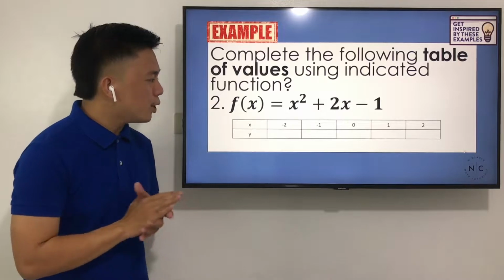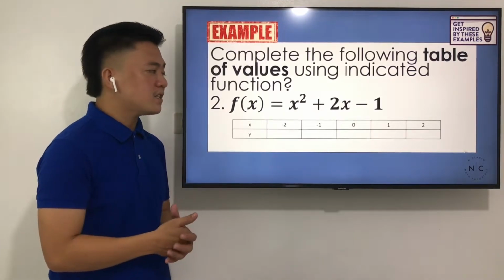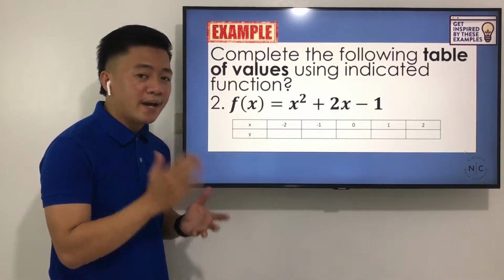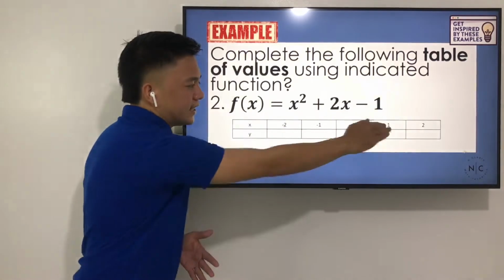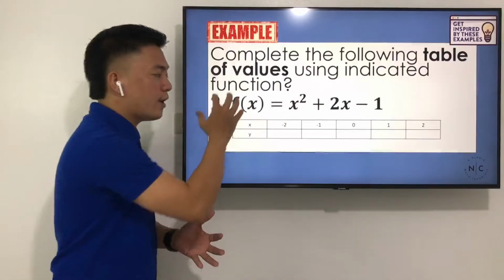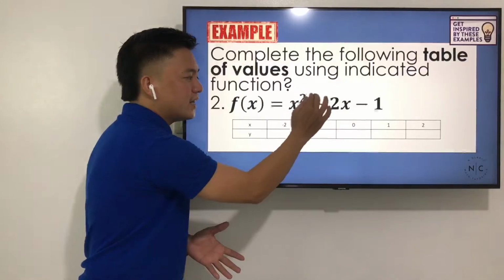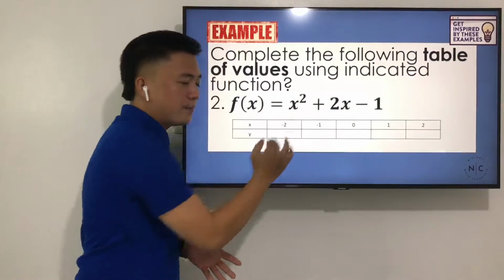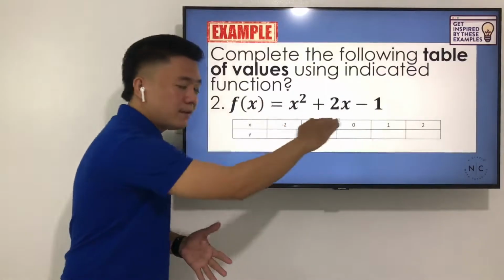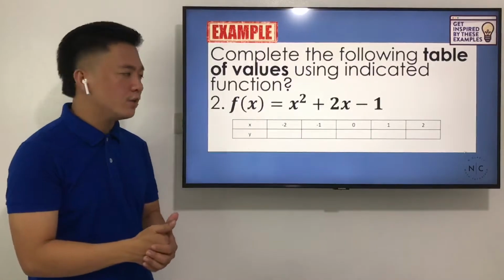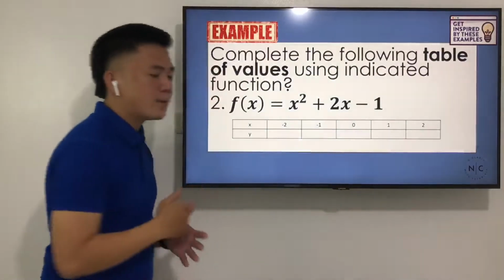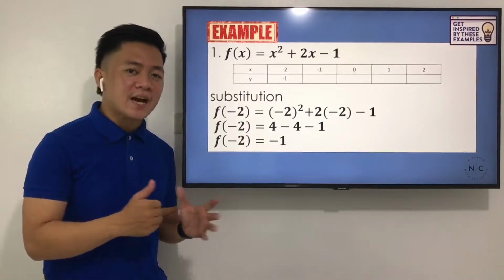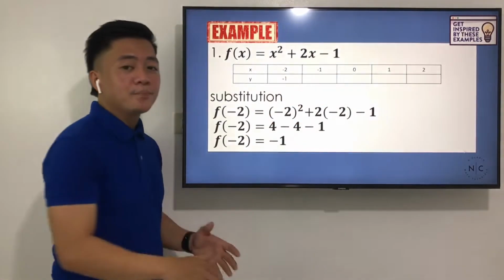So, we have example number 2. F of x is equal to x squared plus 2x minus 1. So, kung titignan natin yung ating given is, meron tayong f of x, and then yung highest degree natin is square, na yung variable niya is x. So, yung ating given dito is a quadratic function. So, isasolve natin using our table of values.